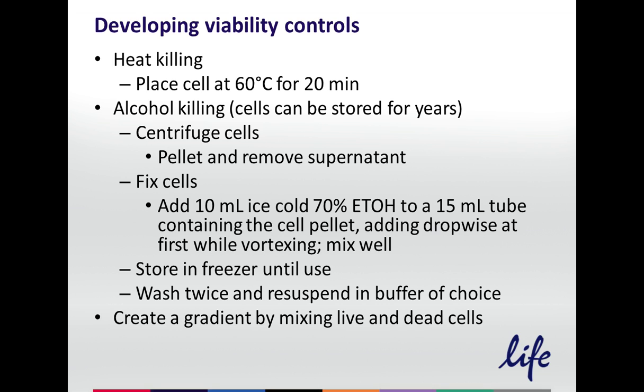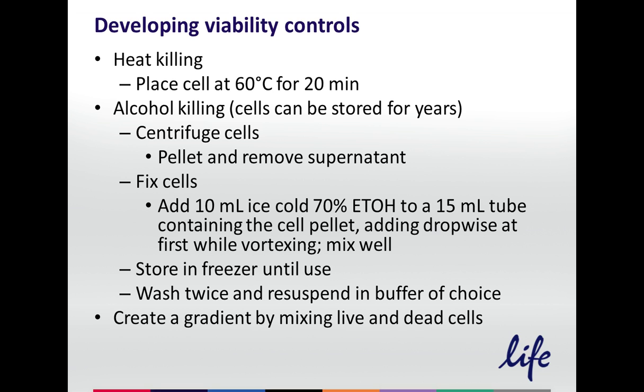You can also use alcohol killing. Actually, the advantage here, the cells can be stored for several years. What you do is you can centrifuge the cells and fix them. If you're using adherent cells, you can trypsinize them first. However, when you're trypsinizing them, just treat the cells as you usually passage them, pellet and remove the supernatant, and then add ice cold 70% ethanol, and that will kill the cells pretty nicely. And the added vortexing will ensure that they're dead. And you can resuspend them and store them.